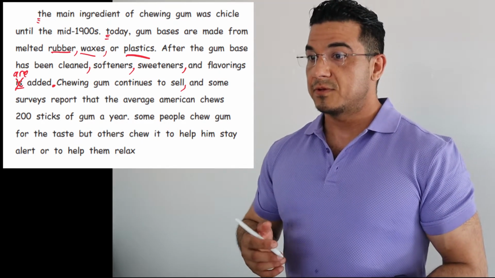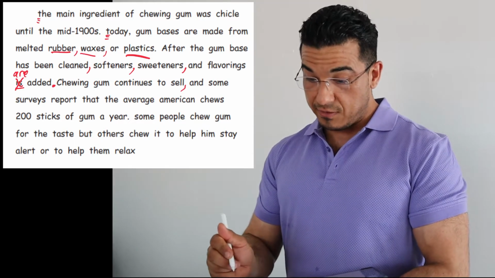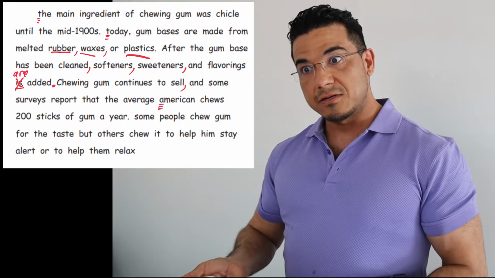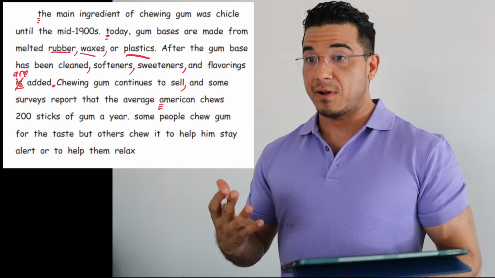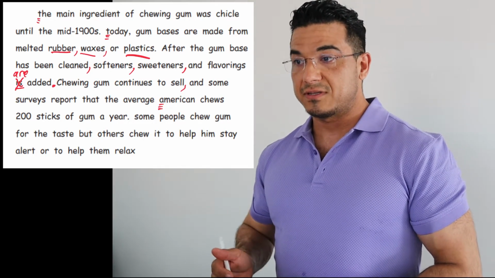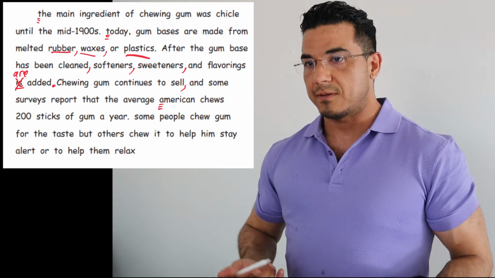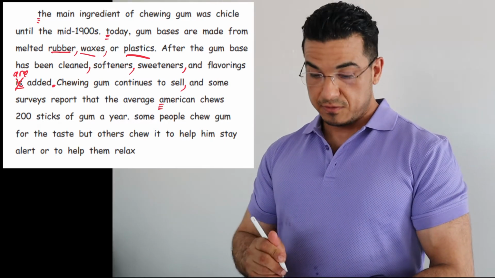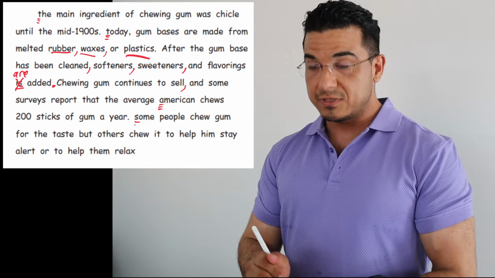And continuing. So, and some surveys report that the average American, being a national identity, so we treat that like a proper noun, and of course it needs to be capitalized. So American chews 200 sticks of gum a year, period. Okay. Next clause, lowercase. I know I need to start a new sentence with a capital.